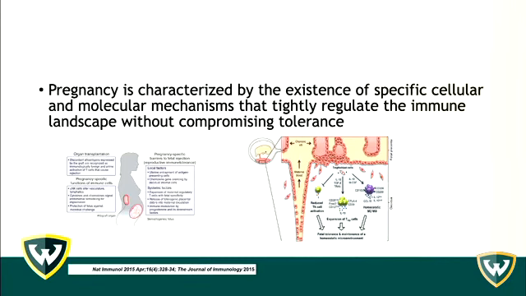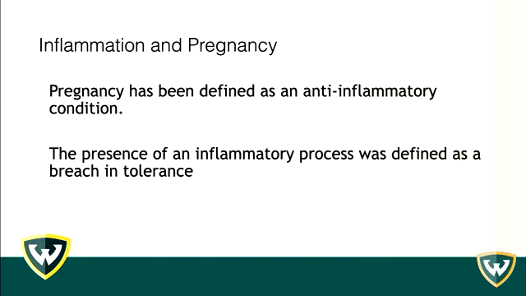So, to summarize, pregnancy is characterized by the existence of a specific cellular and molecular mechanism that tightly regulates the immune landscape without compromising the tolerance. We have covered already the aspect of antigen presentation, the graft. We have covered the immune cells. They are modulated and changed. So the third aspect that we talked about at the beginning was the environment, the inflammatory environment.